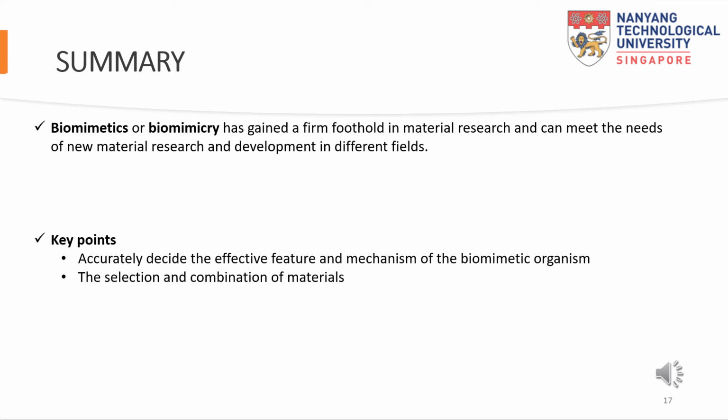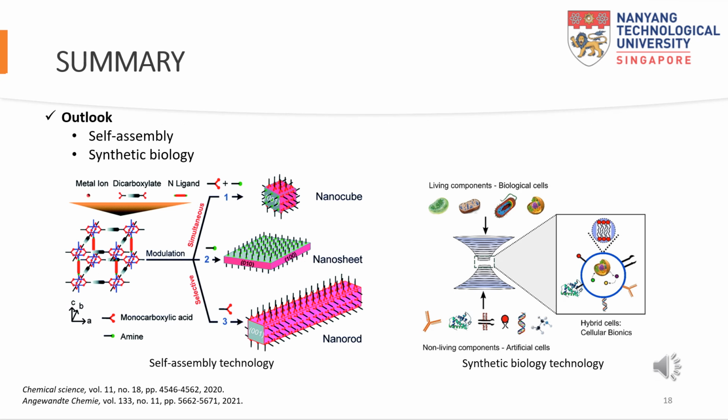However, the structure of natural organisms is complex. Not every feature serves an effective purpose. Therefore, it is an important part of biomimetics to accurately decide the effective feature and mechanism of organisms. In biomimetics, the selection and combination of materials are also diverse. Sometimes varied materials are required to be used in combination to obtain the target effect, for example, the mosquito eye-like coating fabrication. Sometimes different materials can be used to achieve the same purpose, like the variety of methods to imitate mussel adhesives.